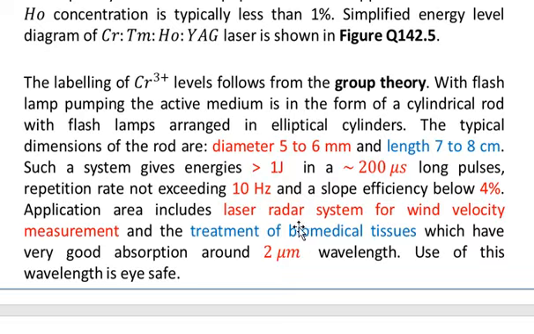Application areas include laser radar systems for wind velocity measurement and the treatment of biomedical tissues, which have very good absorption around 2 micron wavelength. Use of this wavelength is eye safe.